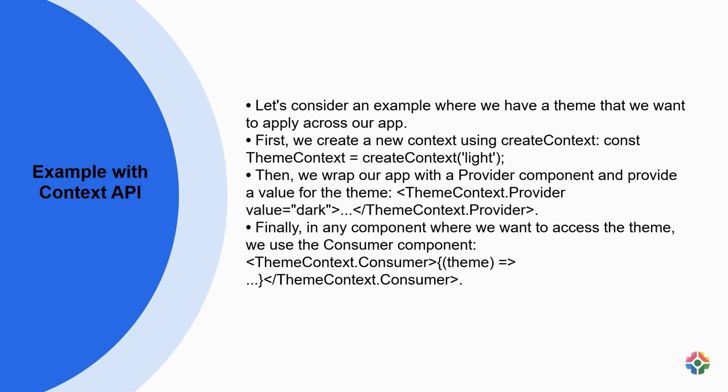Lastly, in any component where you wish to access and apply the theme, employ the consumer component as follows. JSX: ThemeContext.Consumer theme, use the theme value here, Consumer. By following these steps, you can apply a uniform theme throughout your application without manually passing theme props from a parent component to deeply nested child components. This method is particularly handy for scenarios where global theming is needed without having to explicitly pass down props.